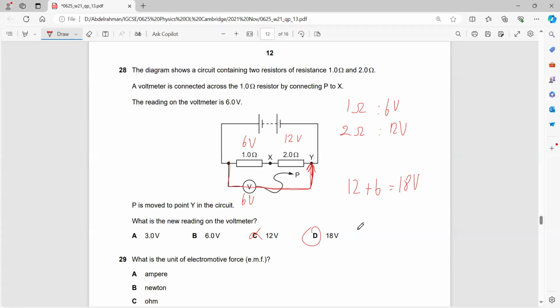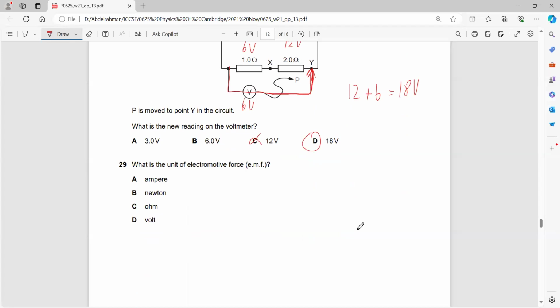What is the unit of EMF, electromotive force? Quite easily, it is the volts.